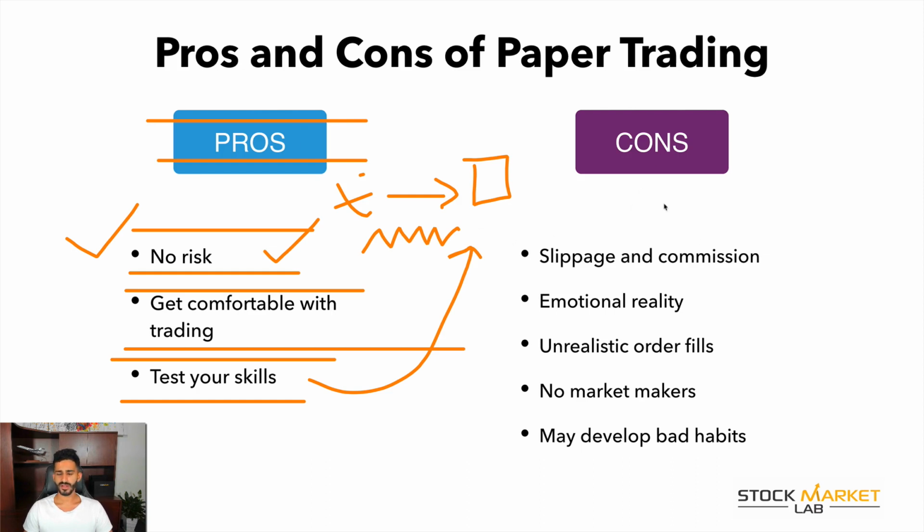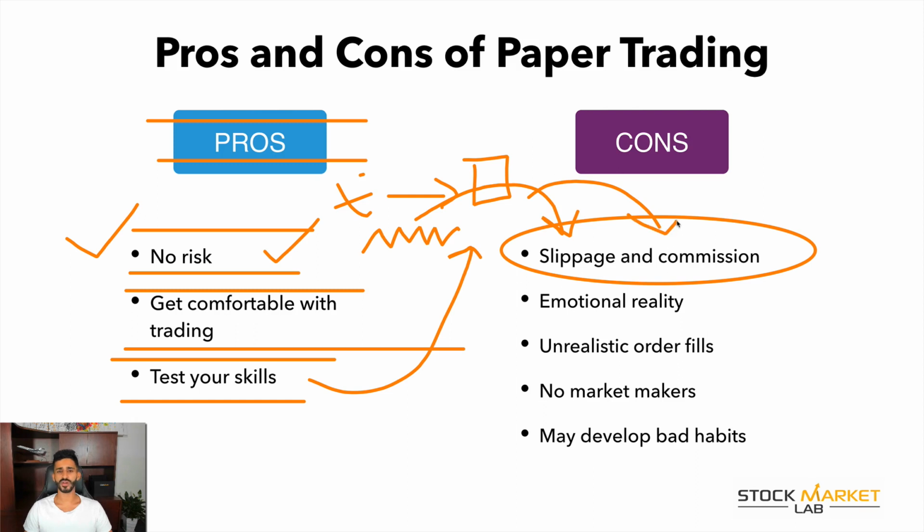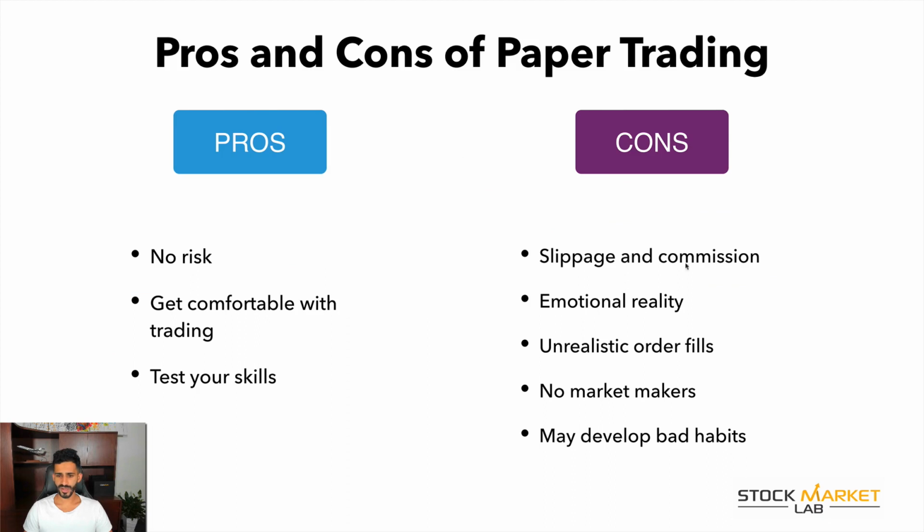What are the cons? The cons of paper trading is, number one, slippage and emotion and commission. So obviously, when you paper trade, you're not going to face slippage. You're not going to face major commission depending on what platform you're dealing with. Slippage, for anyone that doesn't know, is basically the price you actually get filled on versus the price you think you're going to get filled on.